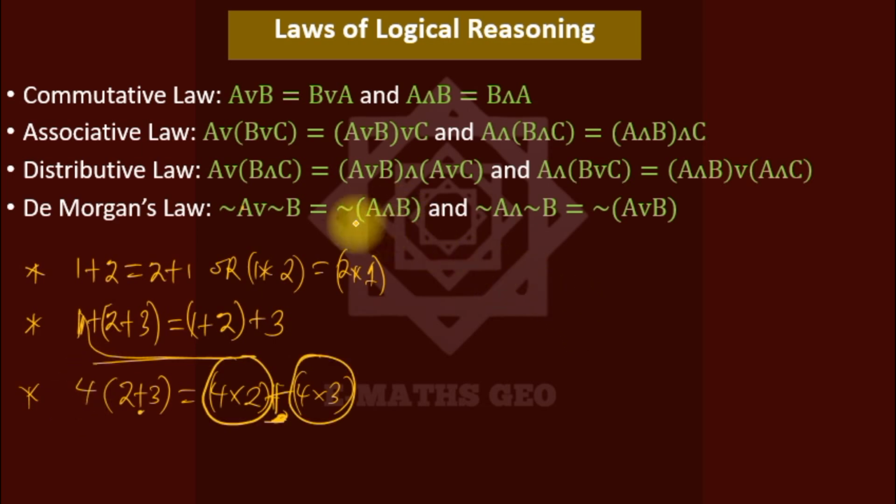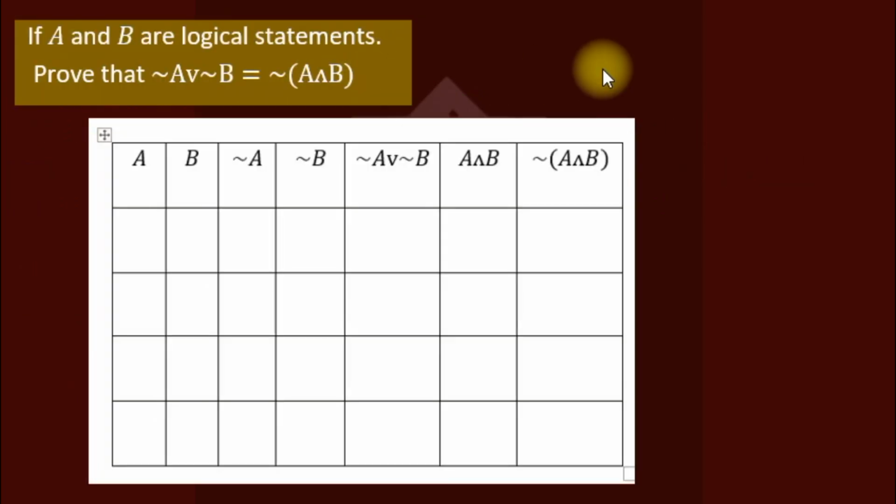So De Morgan's, what we have here: if you negate A or negate B, it's the same thing as you bring out the negation and now change the operation, which is and. Do you see it? So that's the same thing here. What I will do now, I will use the truth table to prove some of the laws. So I'll prove one of De Morgan's laws. That's De Morgan's. I want to prove it.